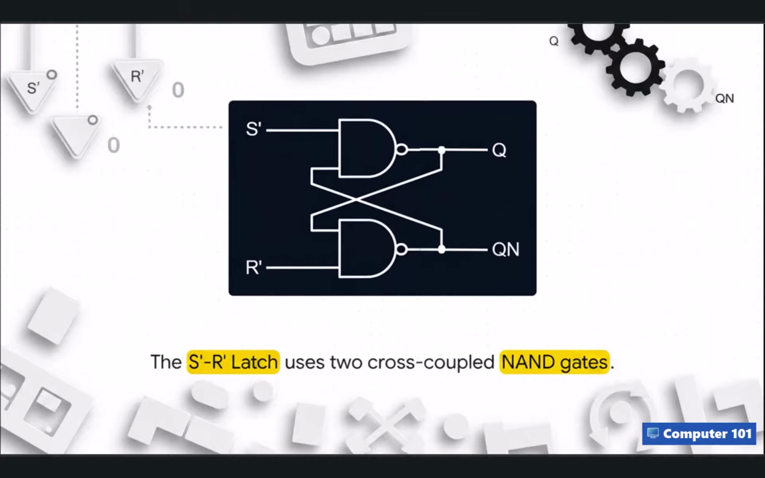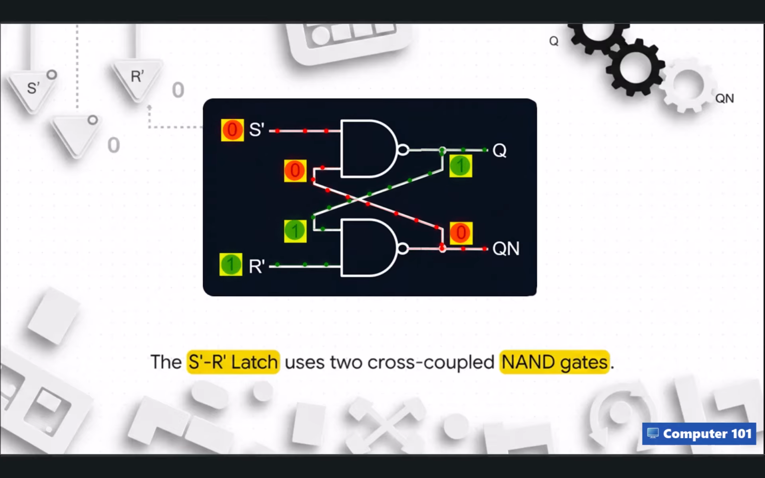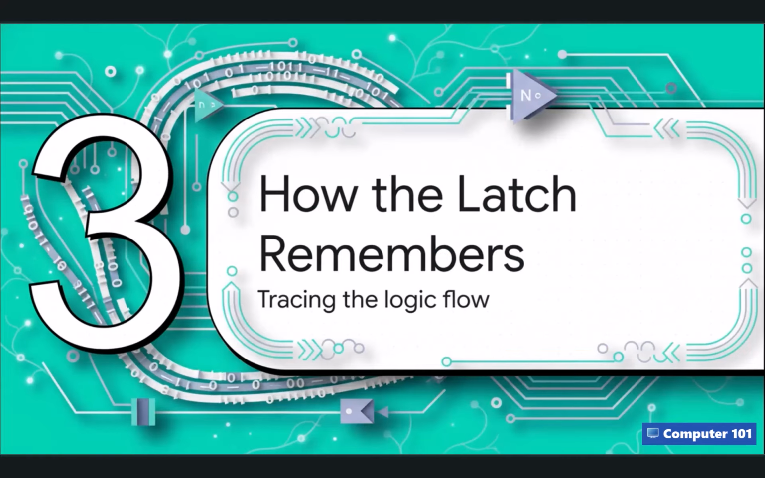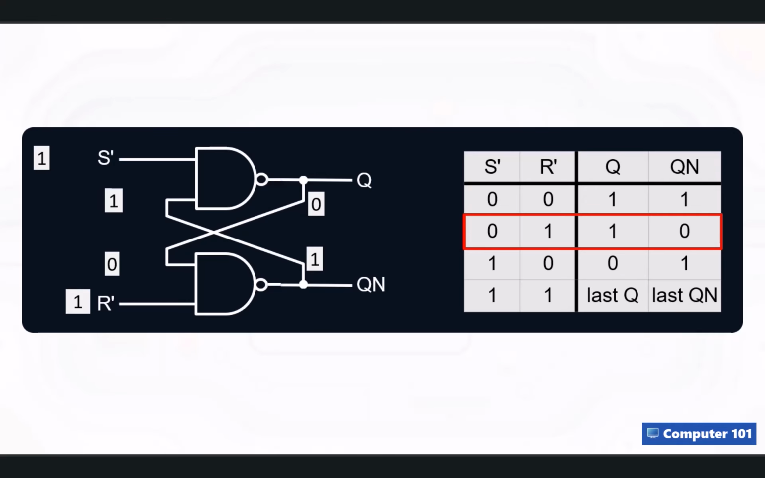Over on the right, we've got our two outputs, Q and Qn. Now, the absolute golden rule for this circuit is that Q and Qn must normally be exact opposites. If Q is 1, Qn has to be 0, and vice versa. Section 3. How the latch remembers, tracing the logic flow. Now for the really fun part. I want you to follow the ones and zeros through these feedback loops with me. It's honestly like watching a digital brain form a memory right in front of you.